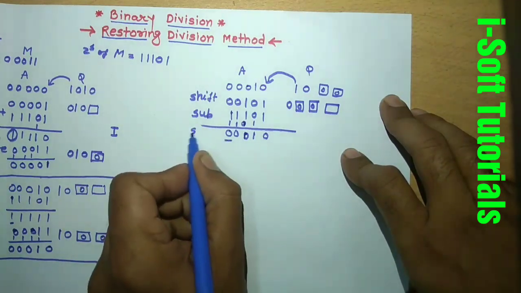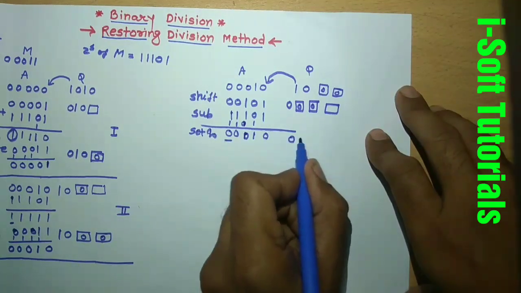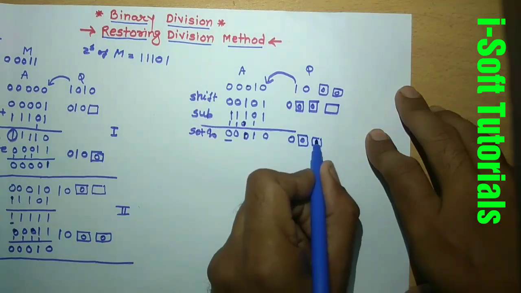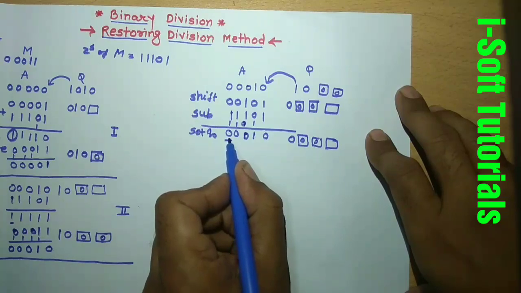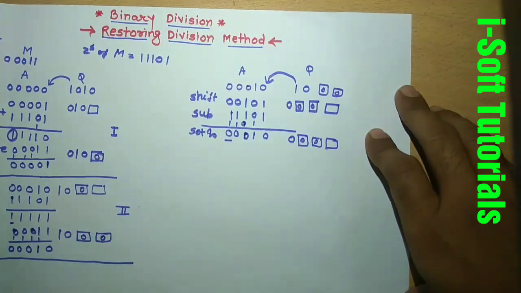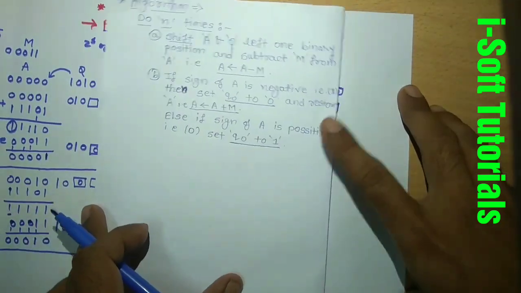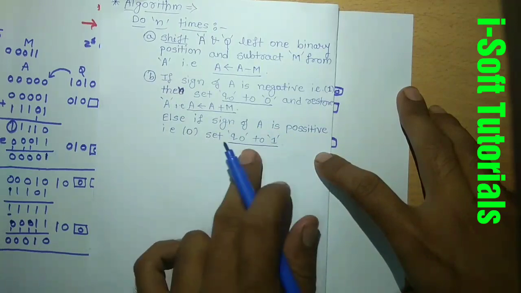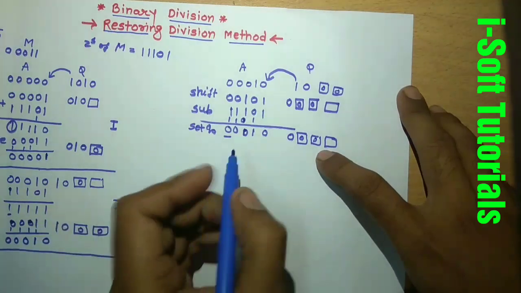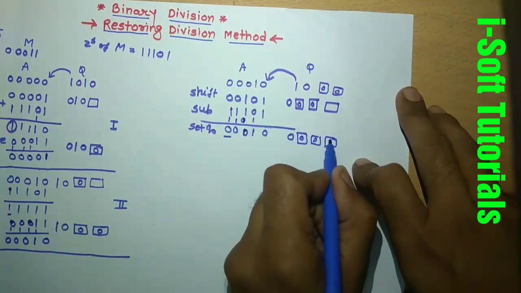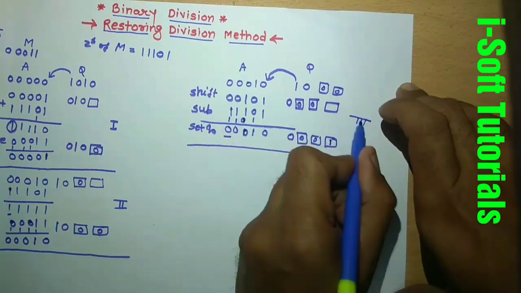Again set Q0. For setting Q0 we will check this last bit, the sign bit. I am rewriting here the Q and this is the empty space that we have to set. So last bit is 0, as our algorithm says that else if sign of A is positive, meaning 0, then we will set Q0 as 1 and we will not perform restoring. So here also we will not perform restoring because sign is 0. So we will only set this as 1 and we will complete this third step.